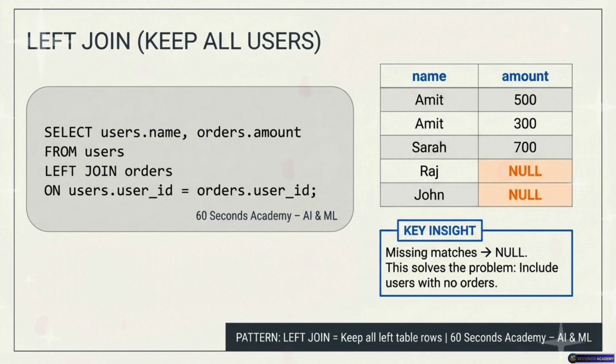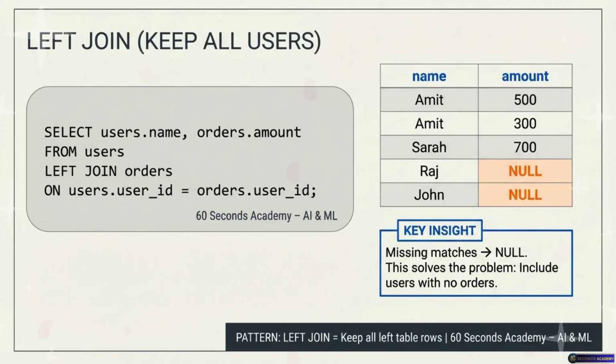But the engine still has to output a value for the orders.amount column, right? And Raj and John didn't spend anything. Right. They have no matching records. So what does the database do? Does it just put a 0? No, it populates those missing relational fields with NULL. And the generation of NULL values is a critical pattern.